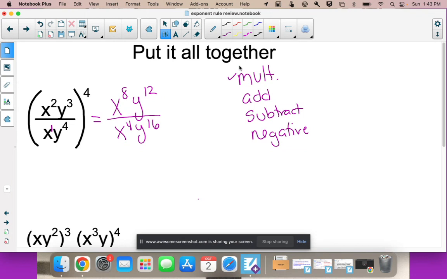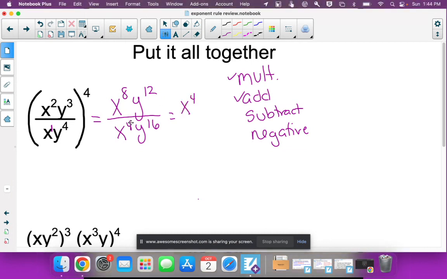Okay, so we've taken care of our multiplication rule. Do we have any addition rule to take care of? We don't have any like bases that are being multiplied, so we don't have to worry about our addition rule. So now we have our subtraction rule. And again, numerator minus denominator. We're going to subtract our exponents for our like bases. So that's going to be x to the 4th because 8 minus 4. And then this is going to be y to the negative 4 because 12 minus 16.